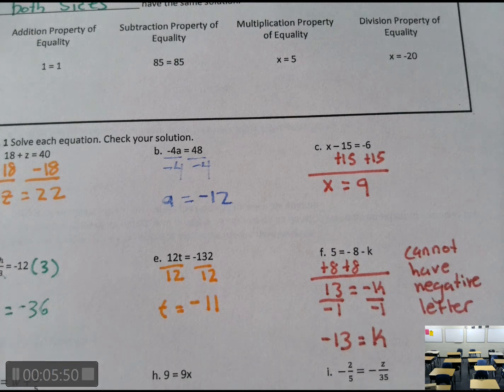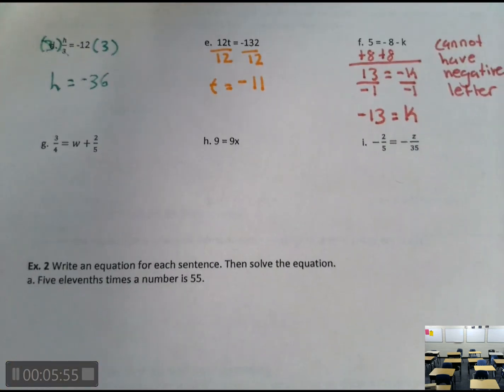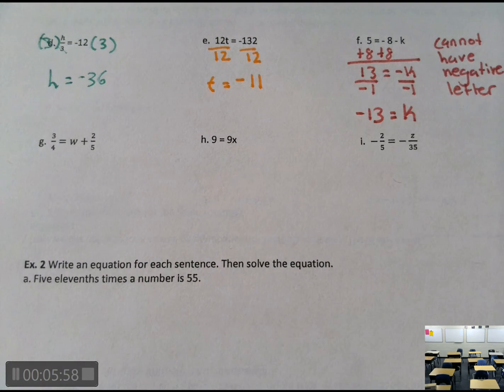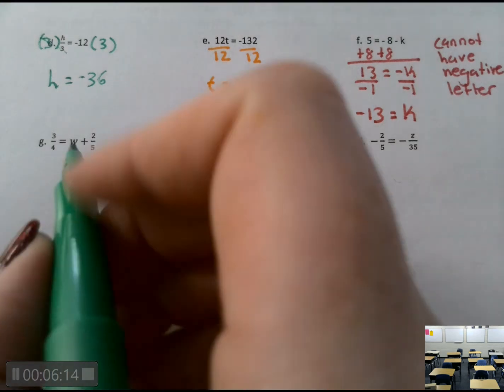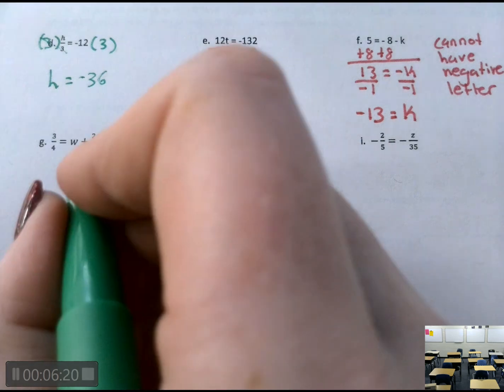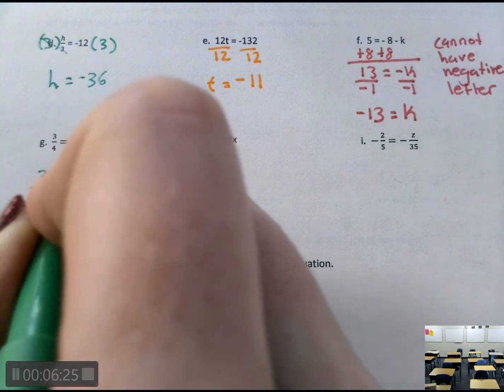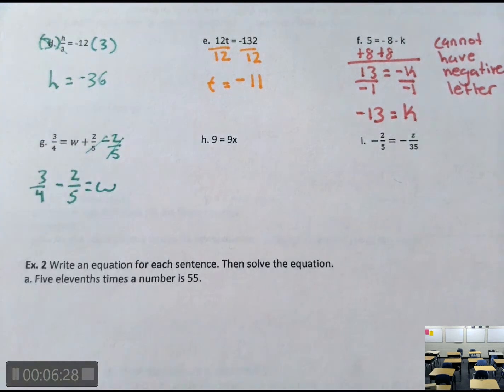All right. Now, let's look at g. Everybody hates fractions, but that's okay. So, we have 3/4 equals w plus 2/5. We are going to start with the subtraction property because the 2/5 is added to the w, which will cancel those out. And so we'll be left with 3/4 minus 2/5 equals w.